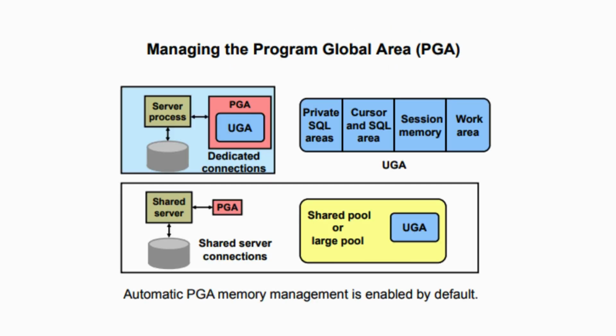The Program Global Area, PGA, is a memory region that contains data and control information for a server process. It is non-shared memory created by the Oracle server when a server process is started. Access to it is exclusive to that server process. The total PGA memory allocated by all server processes attached to an Oracle instance is also referred to as the aggregated PGA memory allocated by the instance. Part of the PGA can be located in the SGA when using shared servers.